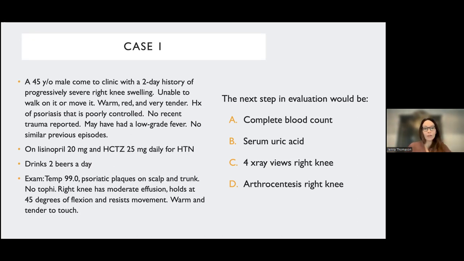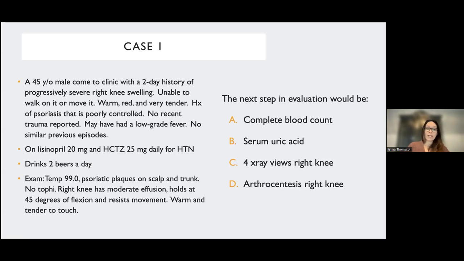A 45-year-old male comes to clinic with a 2-day history of progressively severe right knee swelling. He's unable to walk on it, unable to range it. It's hot, red, tender. He has a history of psoriasis, which is poorly controlled. No recent trauma reported. He may have had a low-grade fever, no similar episodes. He's on lisinopril, hydrochlorothiazide, and drinks 2 beers a day.